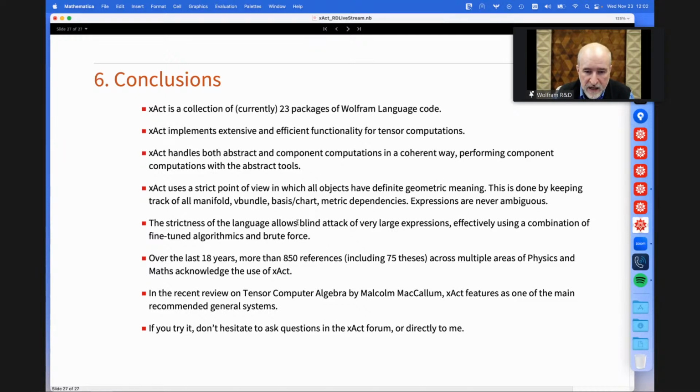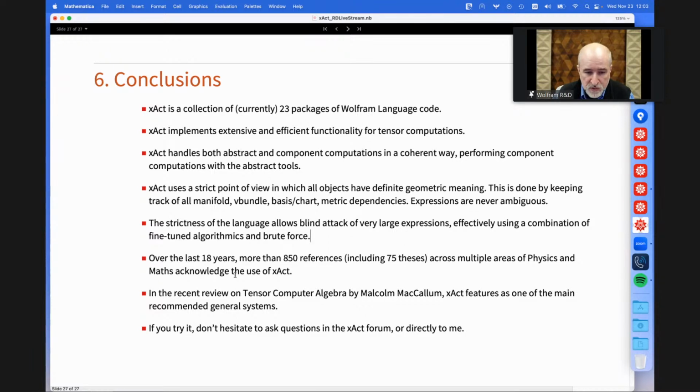The strictness of the language allows blind attack of very large expressions. This is very powerful because if there is something that computer algebra does very well, it is solving very large problems. And so this is very good for checking results, for getting the idea of where you are going, just do larger cases and immediately see where this is going. I've used this multiple times in my articles to solve really large problems, and things like post-Newtonian computations to very high order, etc., are regularly done with xAct.